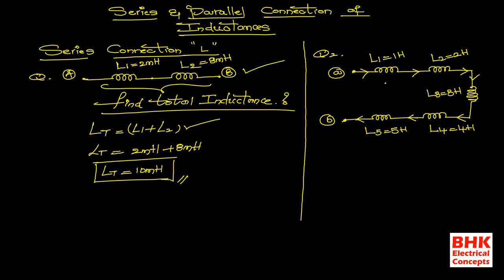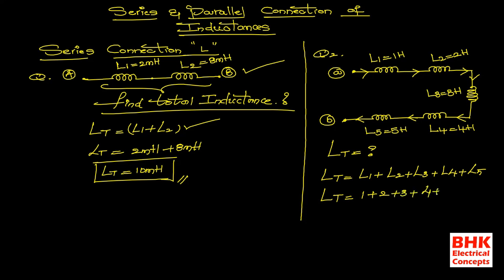Okay, now see here, in this problem all are connected in series, so whenever we are going to find the value of total inductance for this type of problem, we can directly add all the values. So total inductance is equal to L1 plus L2 plus L3 plus L4 plus L5. Now here the value of L1 is 1 Henry, this one is 2 Henry, 3 Henrys, 4 Henry and 5 Henry.